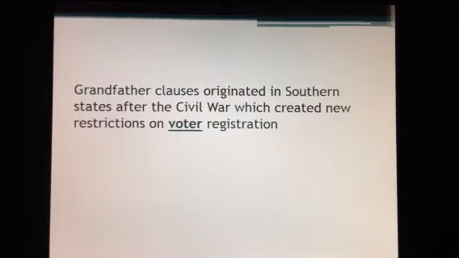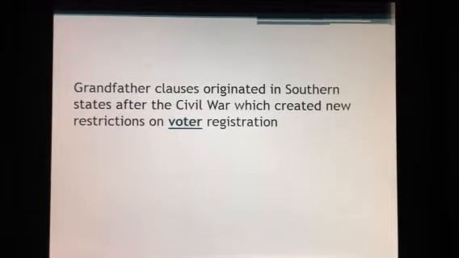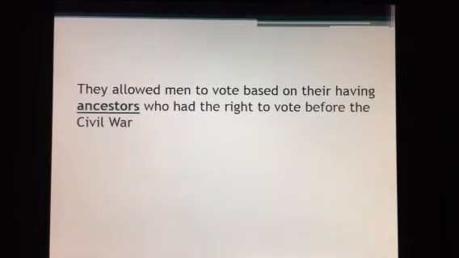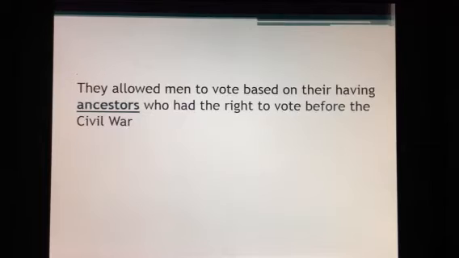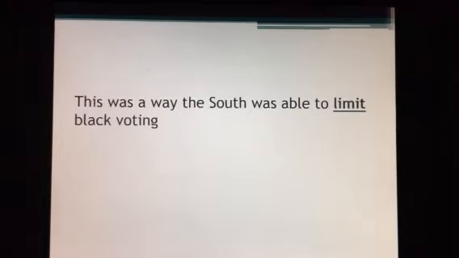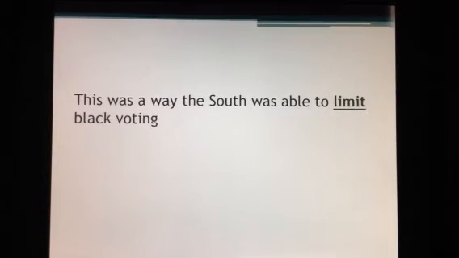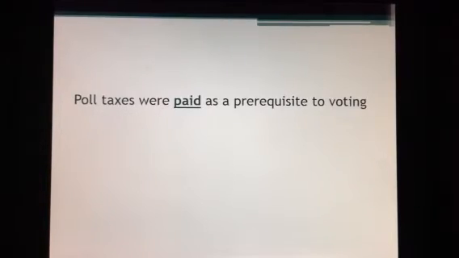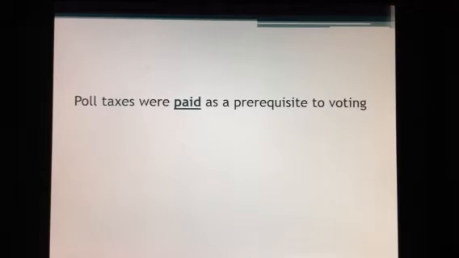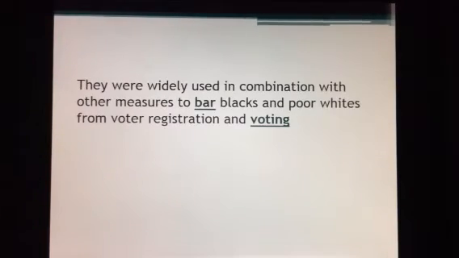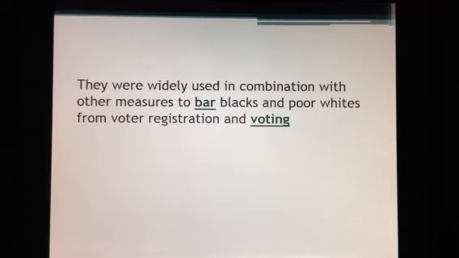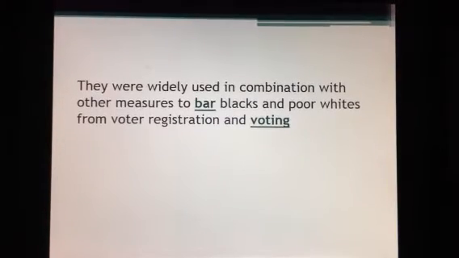Grandfather clauses originated in southern states after the Civil War, which created new restrictions on voter registration. They allowed men to vote based upon having their ancestors who had the right to vote before the Civil War. This was a way the South had to limit black voting. Poll taxes were paid as a prerequisite for voting. They were widely used in combination with other measures to bar blacks and poor whites from voter registration and voting.